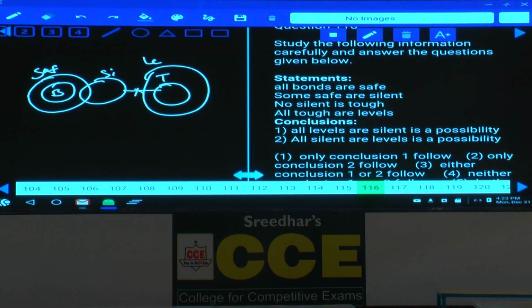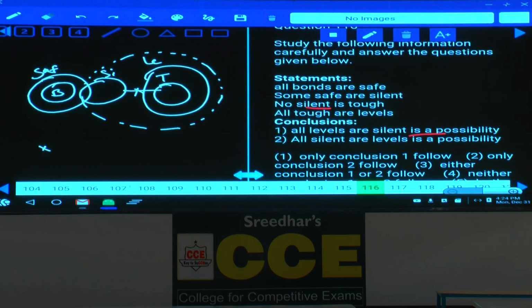Then with the help of this, the first conclusion, all levels are silent, is it possible? All levels are silent. If you draw here, then this silent must be extended like this. If you draw silent like this, then the statement "no silent is tough" will be false, because all tough will be silent. Hence it is not at all possible.